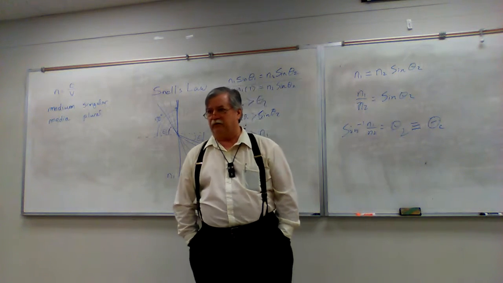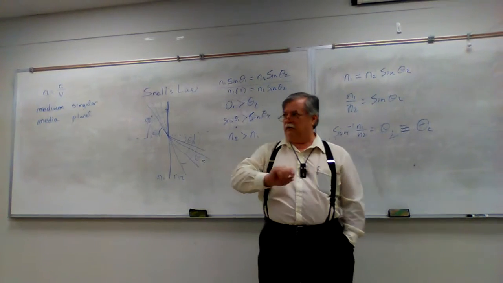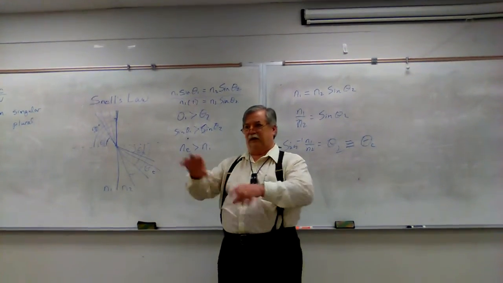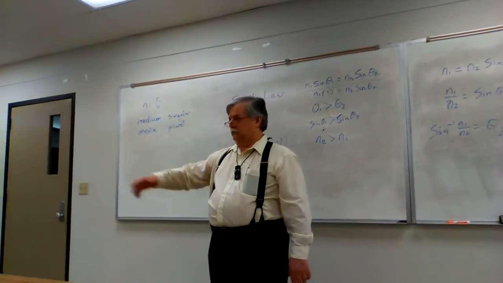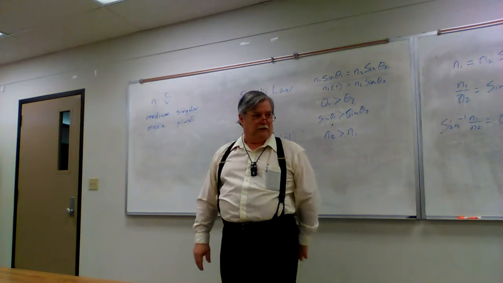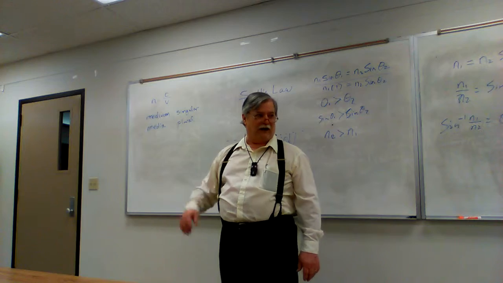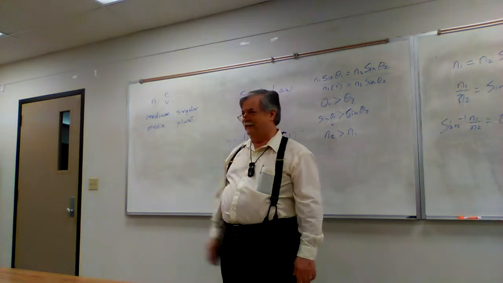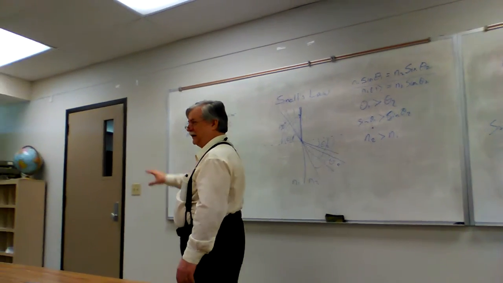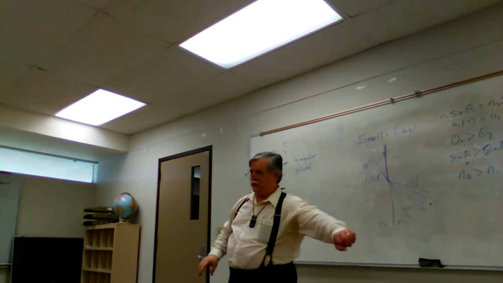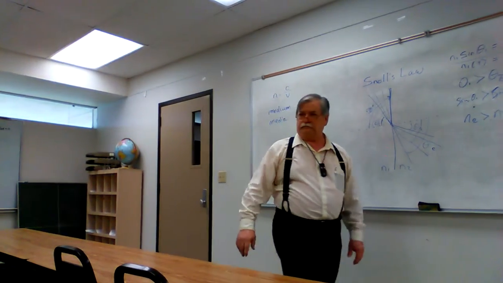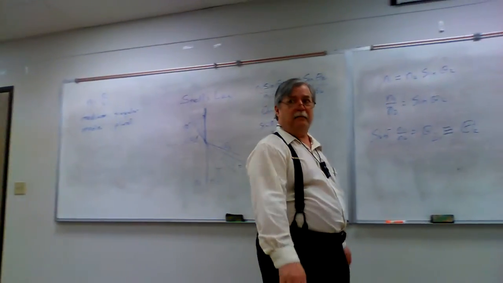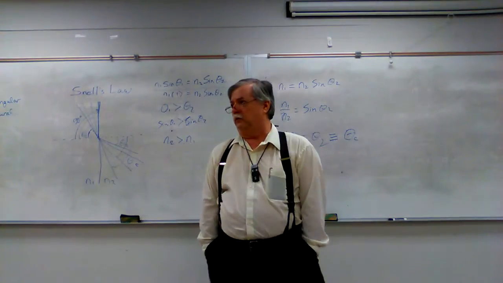That's how fiber optics work. That's why you shine light in the end of it, and you don't see light leaking out the sides of that fiber optic cable. All the light you put into one end comes out the other end. And that happens because of total internal reflection.